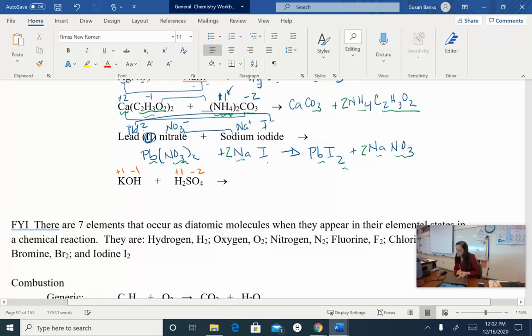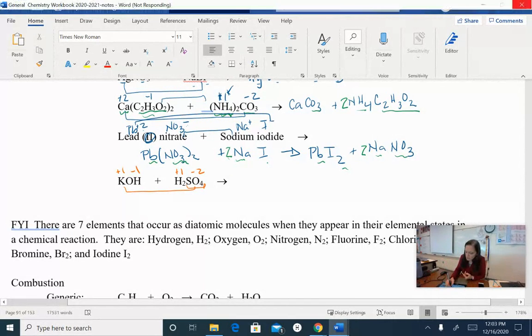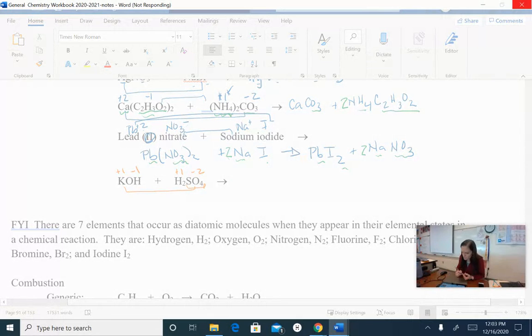So we've got our charges. Now remember, positives have to bind with negatives. So the only other negative besides hydroxide is the sulfate group right here for potassium to bind with. Positive 1 plus negative 2 will still give me a negative 1, so I'm going to need 2 positive ones.